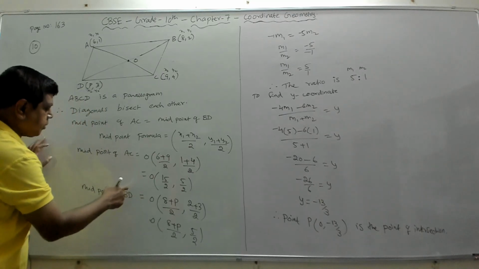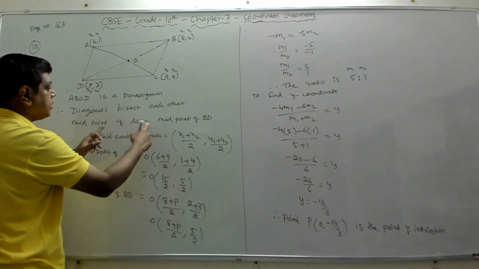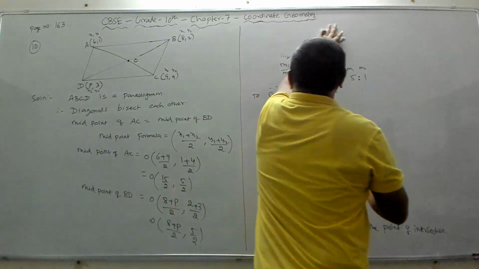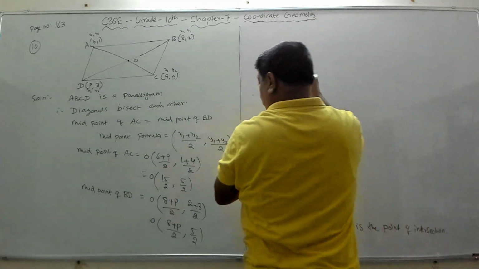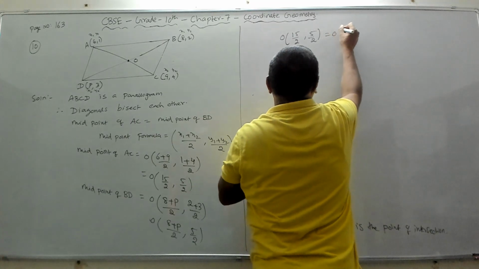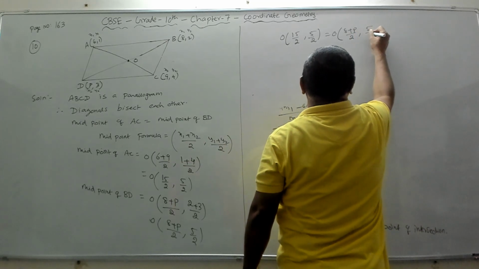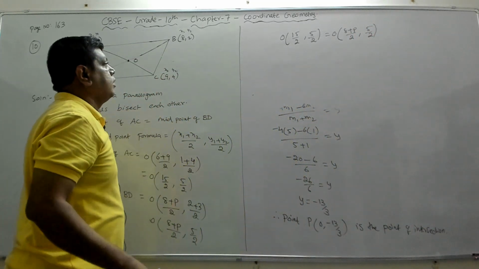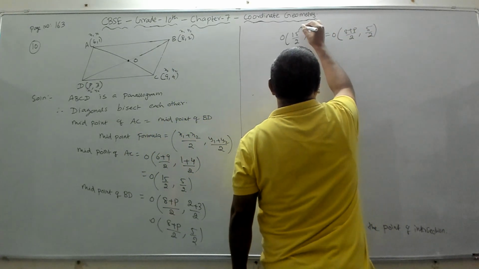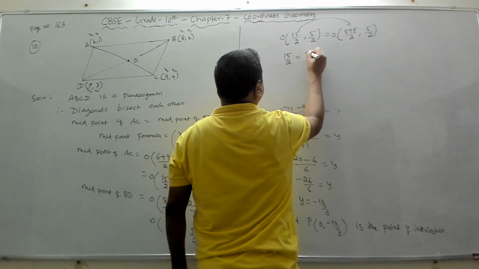Now both these points are equal, because the midpoint of AC is this and the midpoint of BD is this. So both are equal because the diagonals bisect each other, because it's a parallelogram. So if we equate the midpoints, O of 15 by 2 comma 5 by 2 is equal to O of 8 plus p by 2 comma 5 by 2. Now if we equate the x coordinates, we get 15 by 2 equal to 8 plus p by 2.